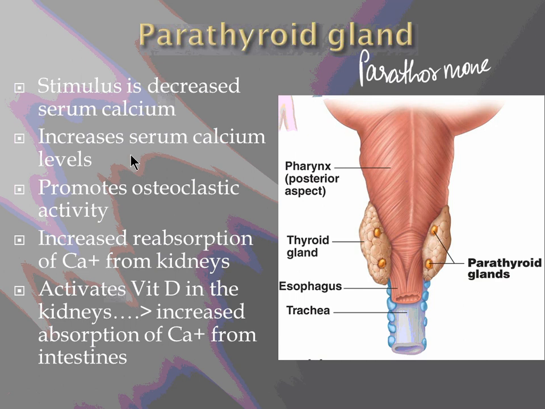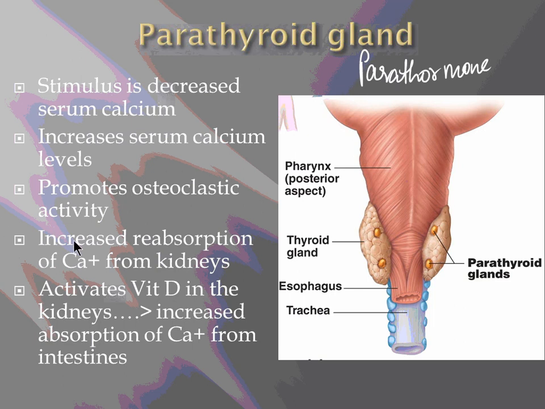How do they do that? They do the exact opposite of what calcitonin does. They cause osteoclasts to become very active. Osteoclasts break down bone and release calcium. So when that happens, calcium goes into the bloodstream and your blood calcium levels increase.